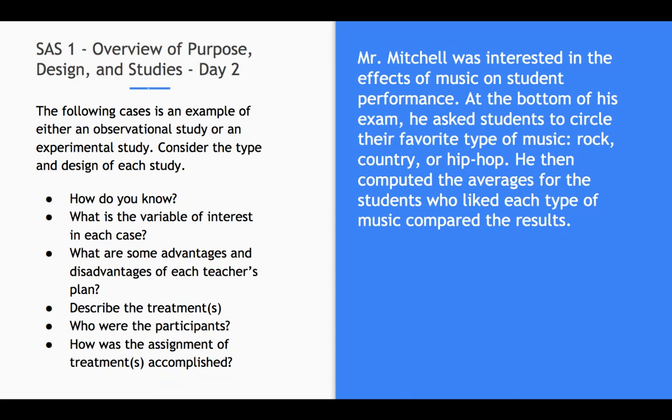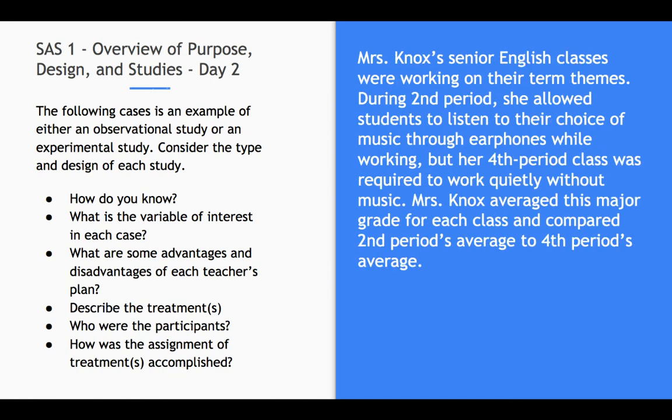All right. He was interested in the effects of music on students' performance. At the bottom of the exam, he asked students to circle their favorite type of music. He then computed the averages for students who selected each type of music. Now, what is this? It's a survey. A survey is an observational study. The advantage is it's very simple for the teacher to conduct, okay? There are no treatments though, right? Participants were the students, and the assignment of the treatment, no, there's no treatment accomplished. It's just they give them questions.